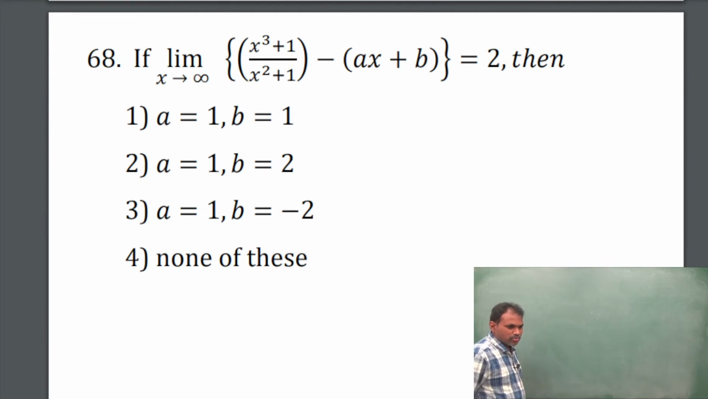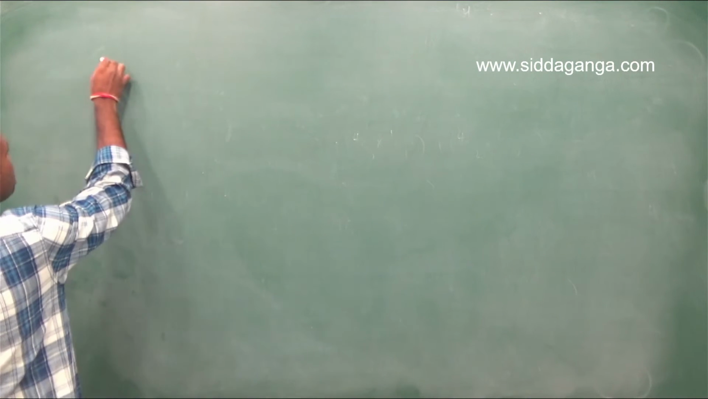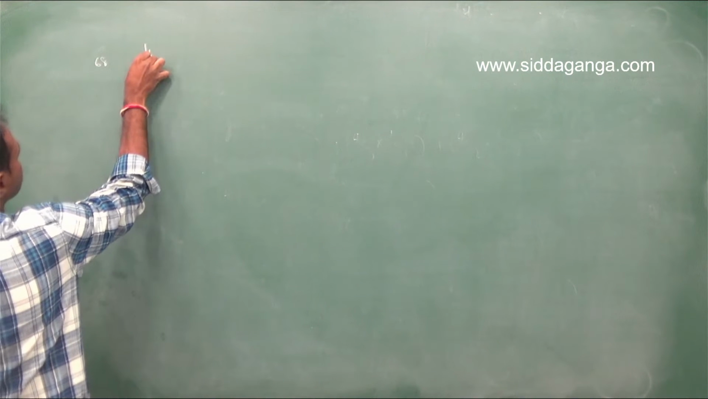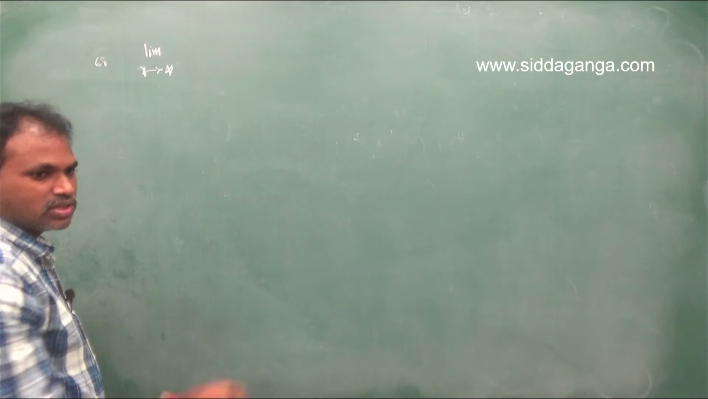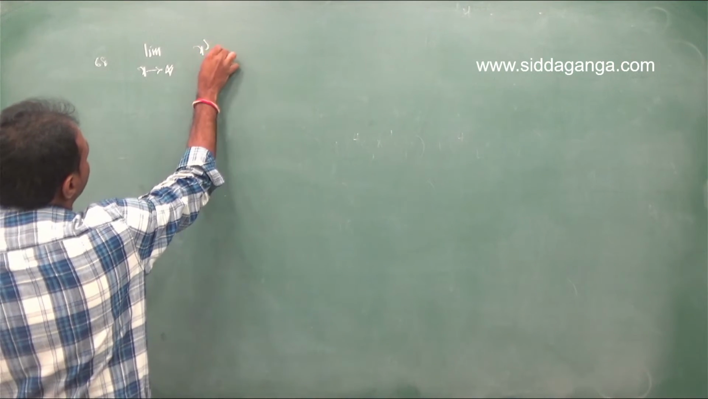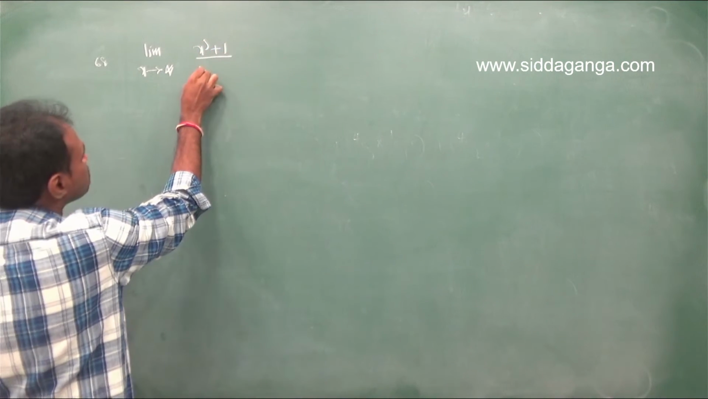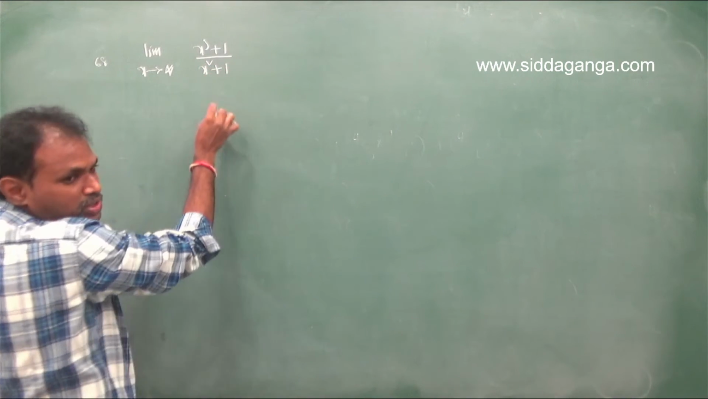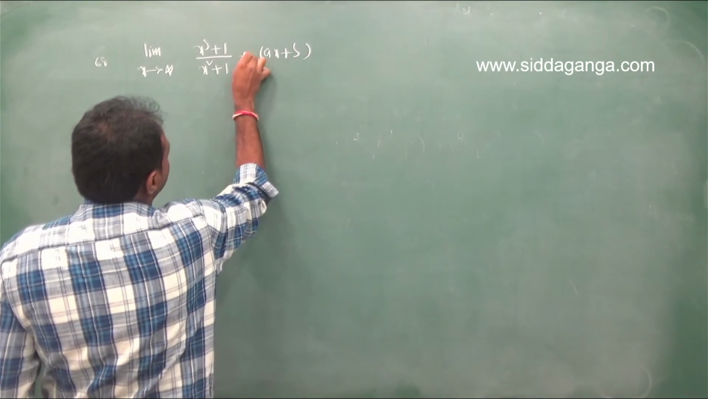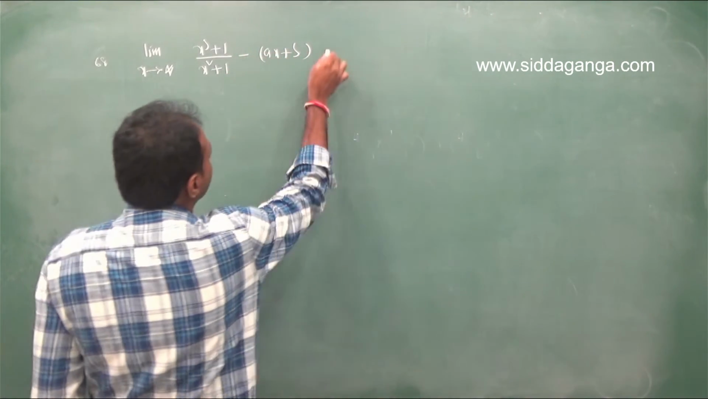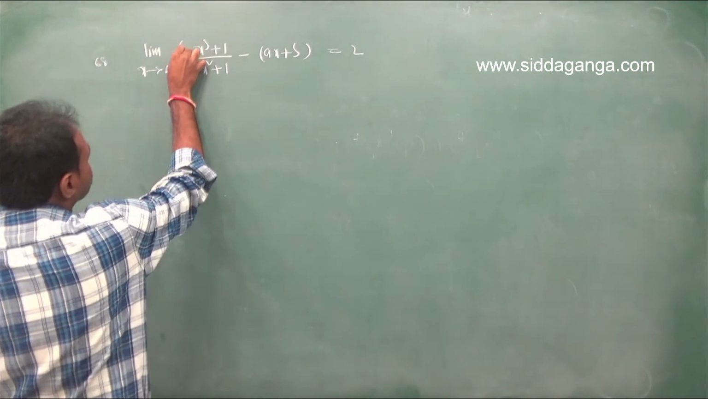Limit as x tends to infinity of (x cube plus 1 by x square plus 1 minus ax plus b) is equal to 2. Now here the given limit, as x tends to infinity, of x cube plus 1 by x square plus 1 minus ax plus b, is equal to 2, given.